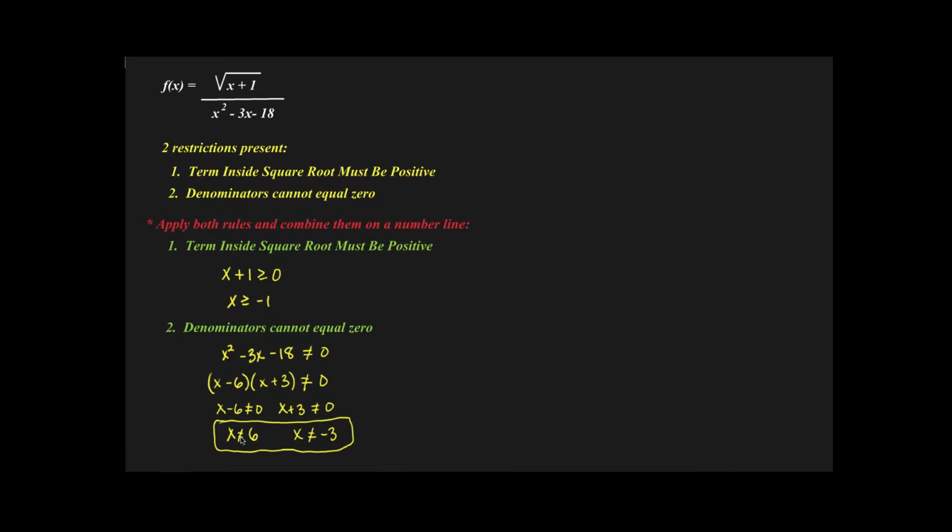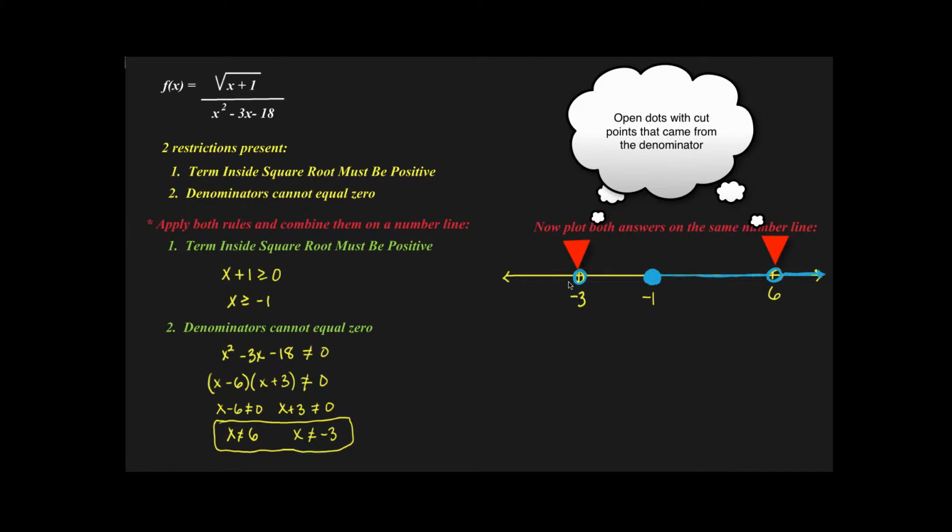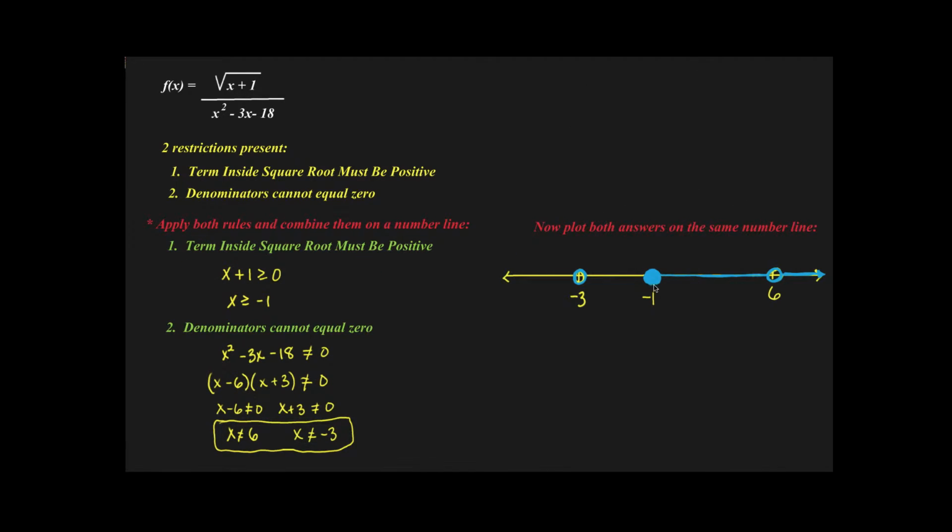So let's plot away, and when we plot, we're going to get the following number line. We have open dots for the two terms from the denominator. The denominator cannot equal 0, and both of these make the denominator equal to 0. And then here, greater than or equal to negative 1 would be starting at negative 1 and pointing to the right. We can't include the 6 because that's restricted from the denominator.